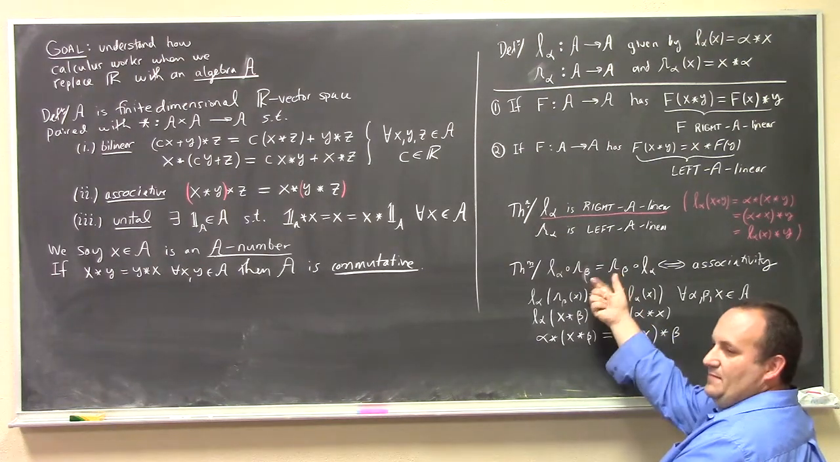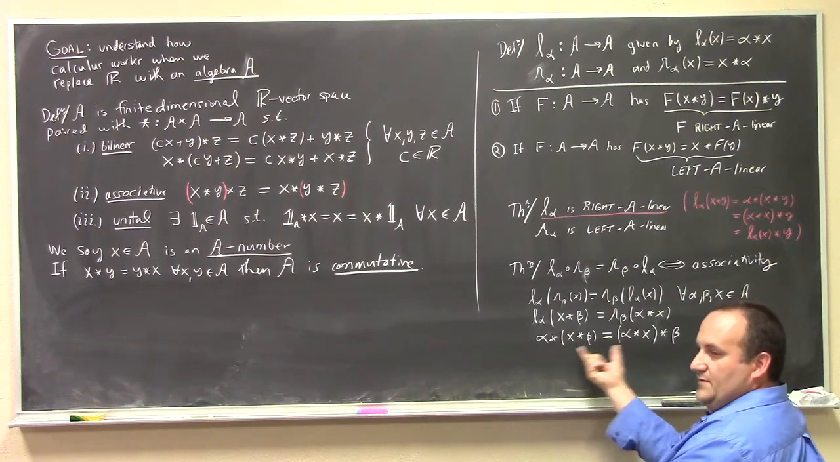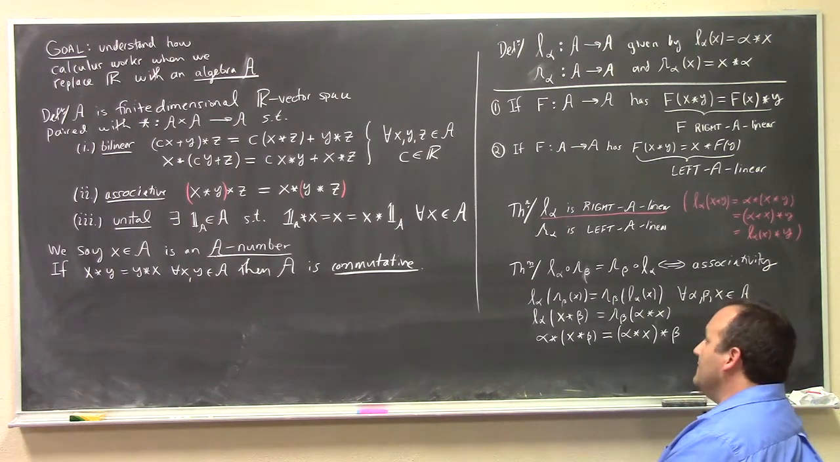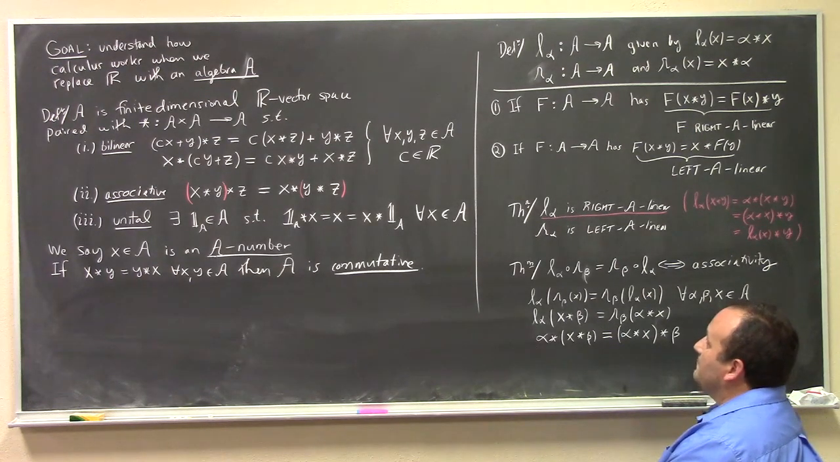The left and right multiplication maps commuting is tantamount to the algebra having associativity. If you want to characterize associativity in terms of mappings, this is how you could do it. You could also characterize it in terms of something called an associator being zero.